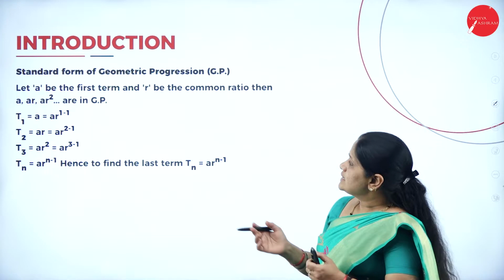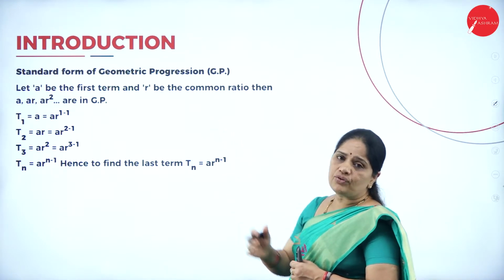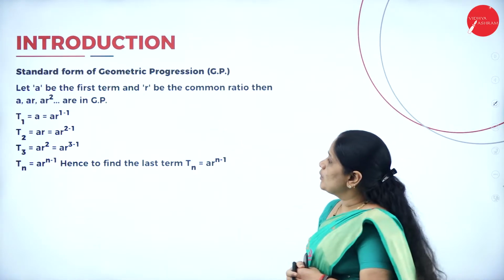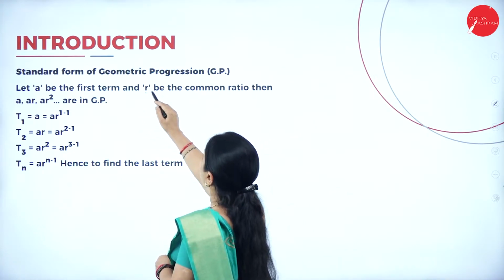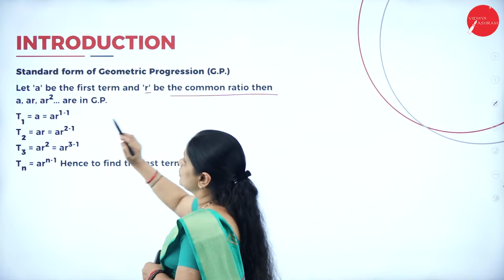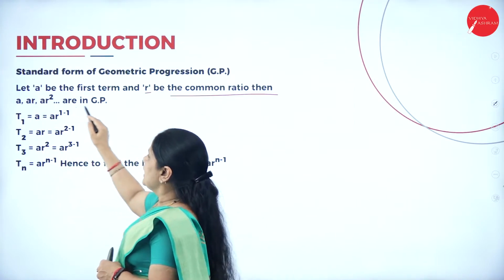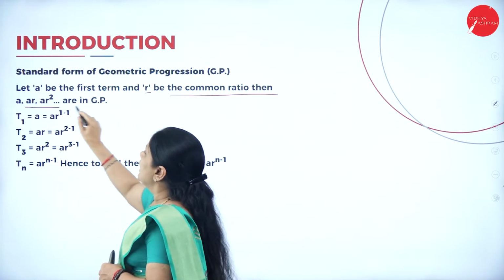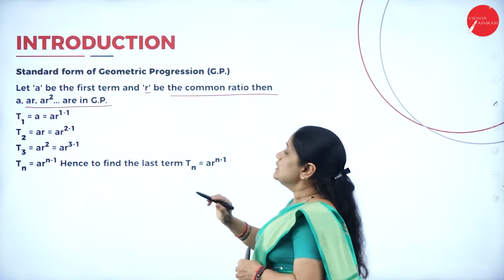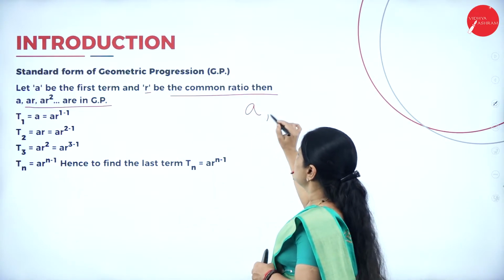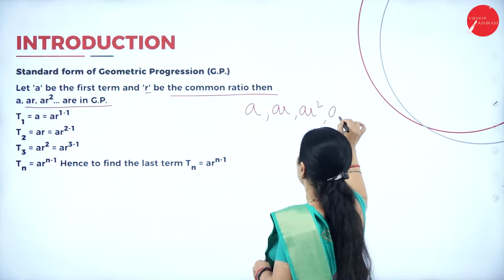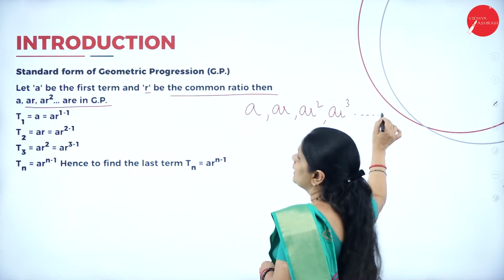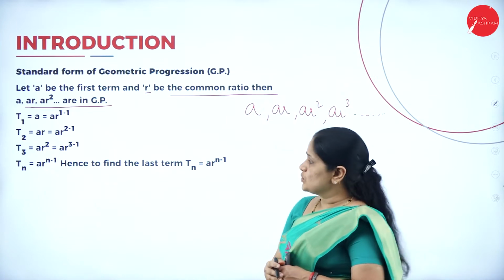So that progression is called the geometric progression. Now let us see what is the standard form of the geometric progression. Let A be the first term and R be the common ratio. Then A, AR, AR square are in the GP. So the standard form of the GP is A, A into R, A into R square, A into R cube, and so on and so forth.